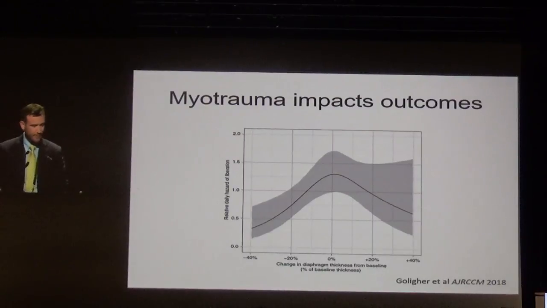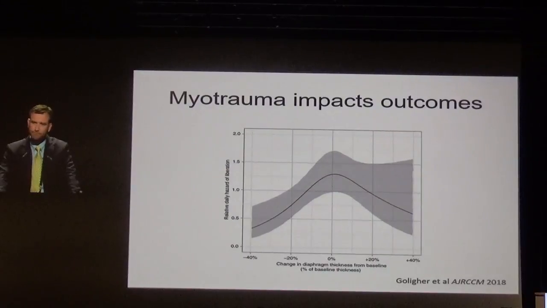In terms of the impact and outcome, Dr. Dress already showed you this figure. What we're looking at here is a model where we relate the relative daily hazard of liberation from mechanical ventilation to the change in thickness over time. And let me just explain the analysis here.